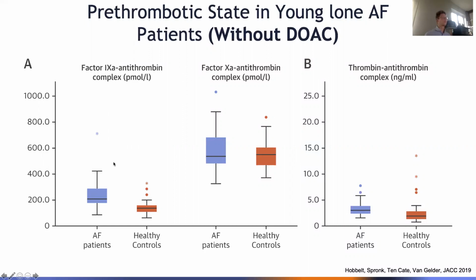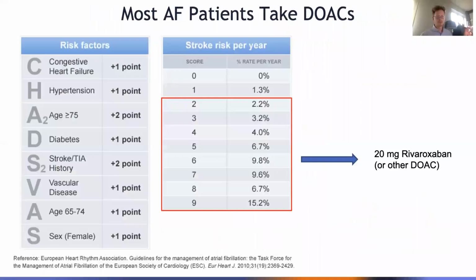And then you can think about the previous data that I've shown you about the relation between coagulation and inflammation being a substrate for the progression of atrial fibrillation. We might even consider whether we should already treat these patients who have this pre-thrombotic state with anticoagulants, because at the moment we're not treating them, because the stroke risk is just too low. So it does not outweigh the bleeding risk. So why do these patients not get any anticoagulants?